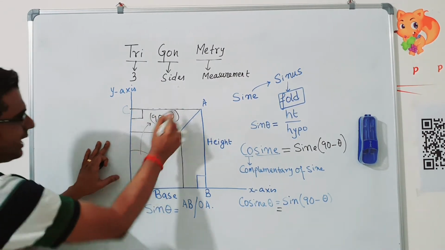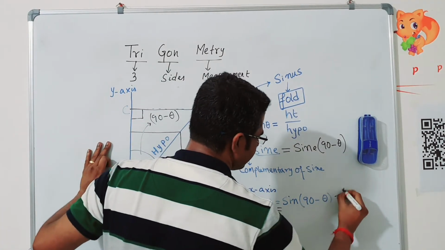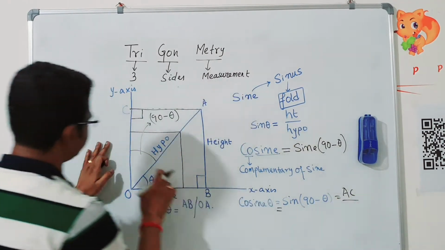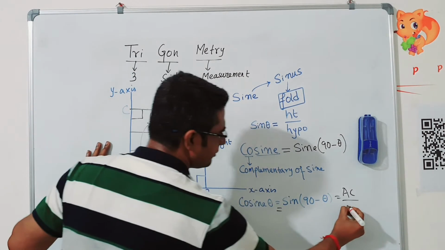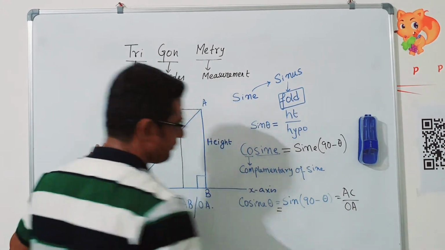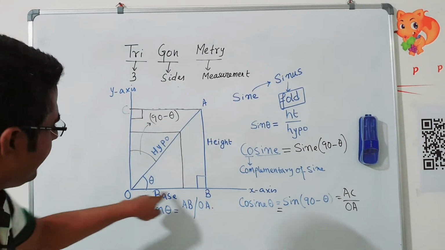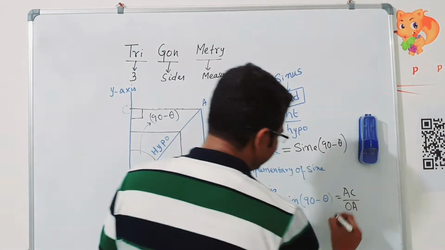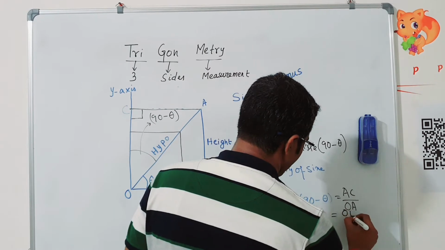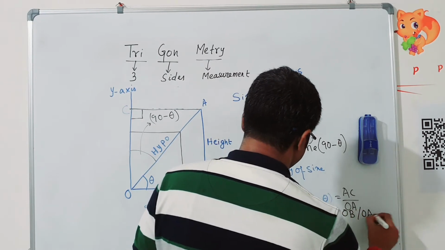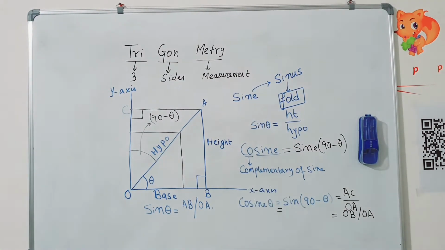So what is the height? AC. What is the hypotenuse? OA. Now just look at it. AC and OB are the same. So I can replace this AC by OB, giving OB by OA. So what happens now? Check.